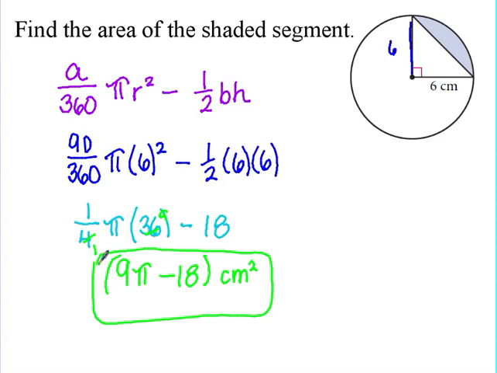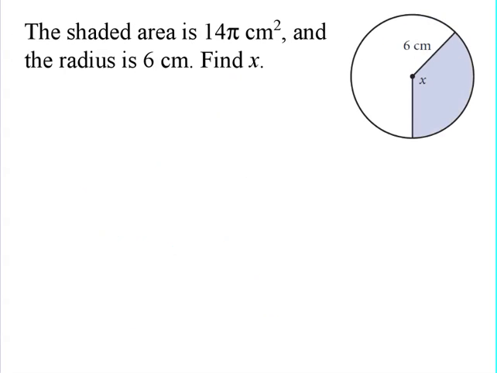All right, we have one more. What do you think we're going to find the area of? Annulus, good call. But not. The shaded area is 14 pi centimeters squared, and the radius is 6 centimeters. Find x. So that's an area of a sector, right? So the area of a sector, we know by definition, is A over 360 times pi r squared. So let's fill in what we know.